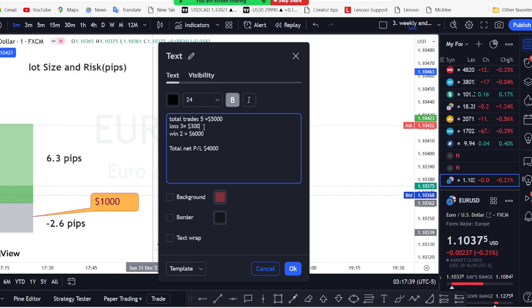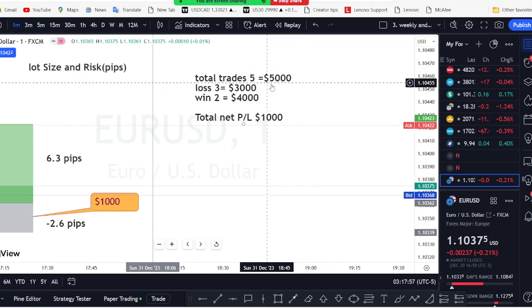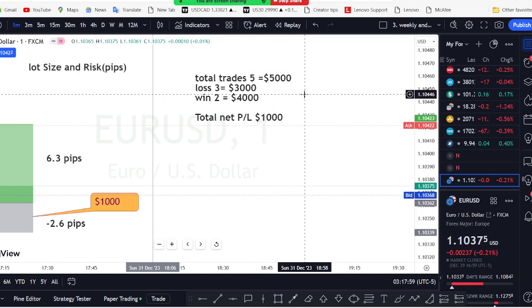So that means it's 3,000. That means here it's 4,000, and then your net profit was 1,000. So what we are saying here is that you are exposed to $5,000 per week. Every week you have $1,000 to expose yourself to the market and to one trade.